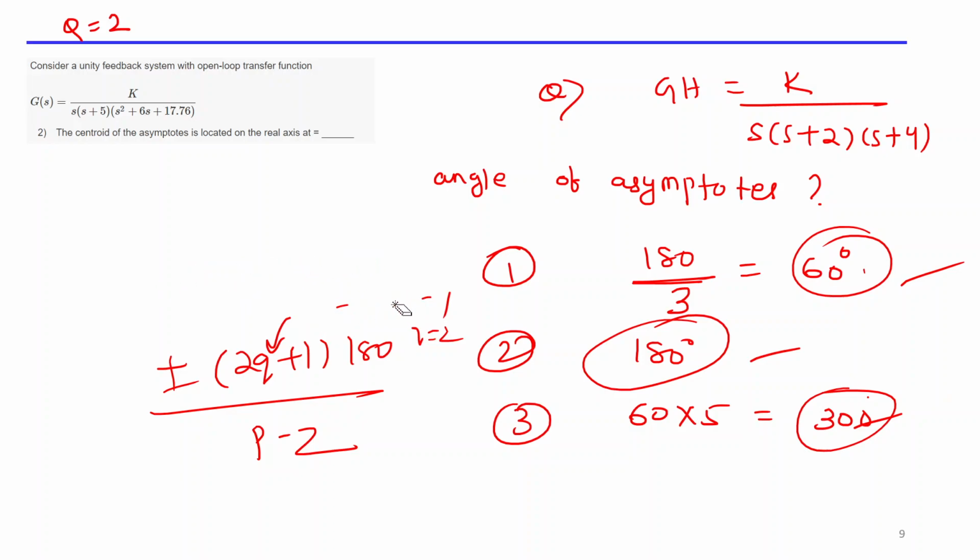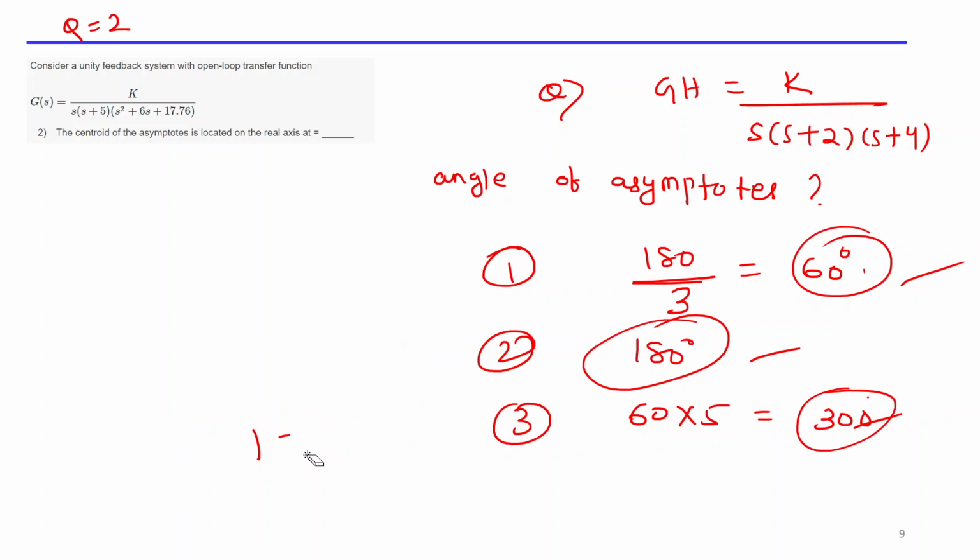So what you do, just 180 divided by number of poles minus number of zeros, you see. So number of poles minus zeros is 3. So divide first 60 and take the odd multiples. How many you have to take? 3 you have to take, because number of poles minus zeros equals 3. That's why 1 time, 2 times, 3 times. So these are the angles of asymptotes.